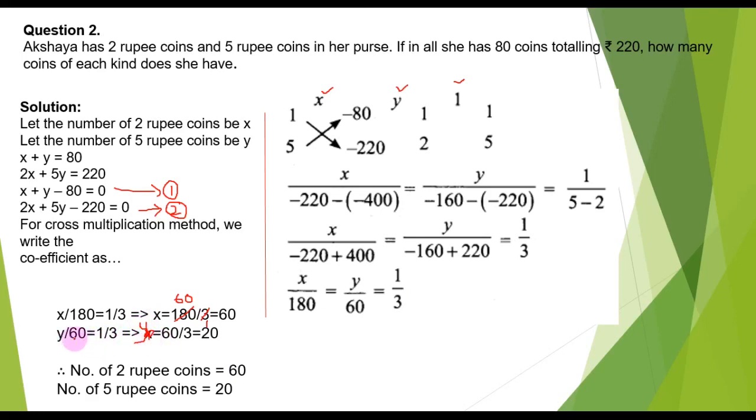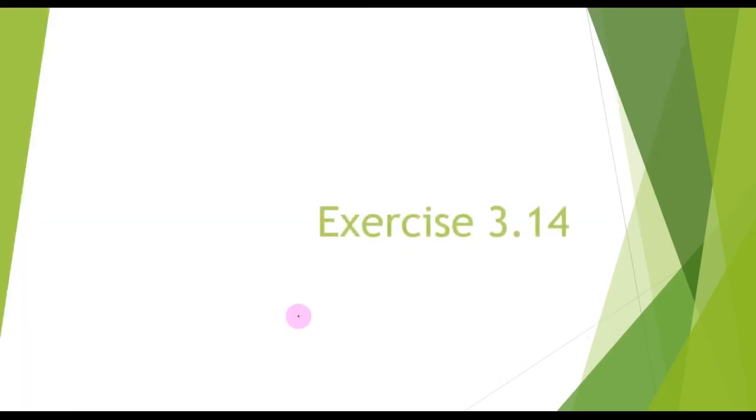So y equal to, move the 60 to the right side, y equal to 60 by 3. When you simplify here, the 2 3s are 6, so 20. So y equal to 20. x and y are the number of coins of 2 rupee and the number of coins of 5 rupee. So the number of 2 rupee coins equal to 60, and the number of 5 rupee coins is 20.